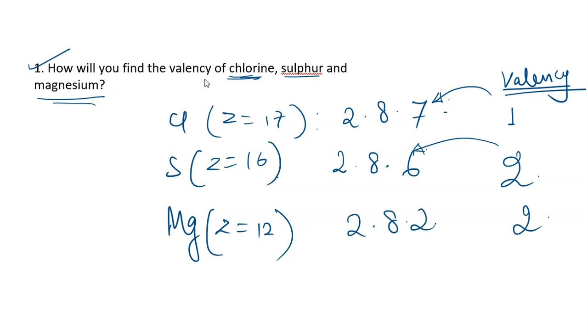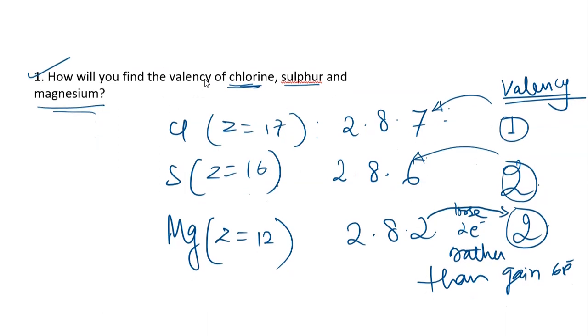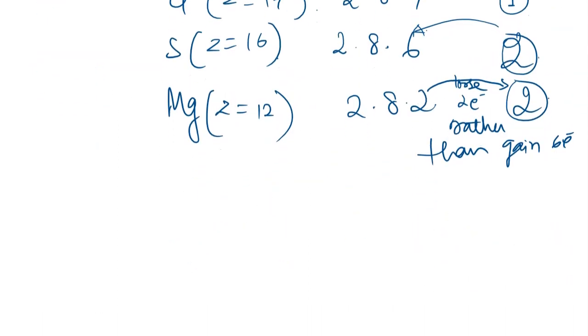And same goes for magnesium with atomic number 12, electronic configuration 2 8 2, and its valency will be 2 only. It will not be 6 because it will be easier for it to lose 2 electrons rather than gain 6 electrons, right? So valency will be 1, 2 and 2.